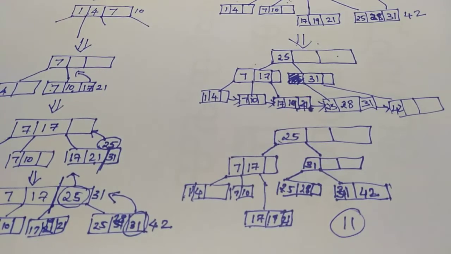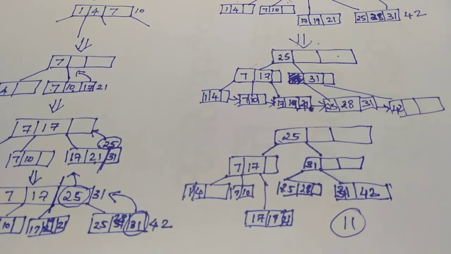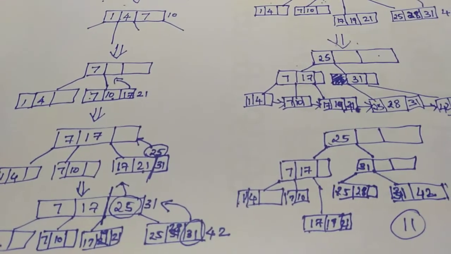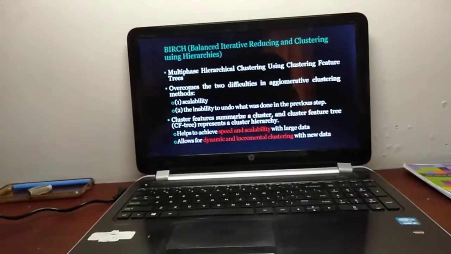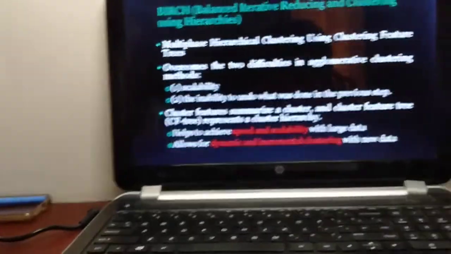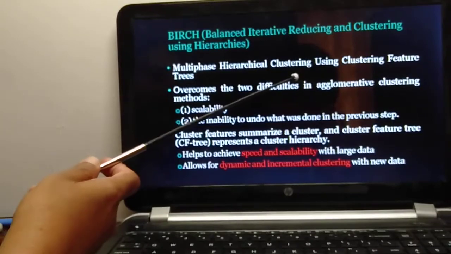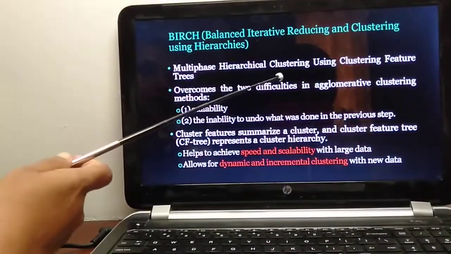This is how a B plus tree works. Now in BIRCH algorithm, we'll be using the concept of B plus tree to execute the algorithm. So please remember this. You cannot afford to forget this. Now let's continue with BIRCH algorithm. Now, in BIRCH algorithm, I already told you that it is a multi-phase hierarchical clustering. So, we are going to build a tree, and we are going to build a tree using B plus concepts.